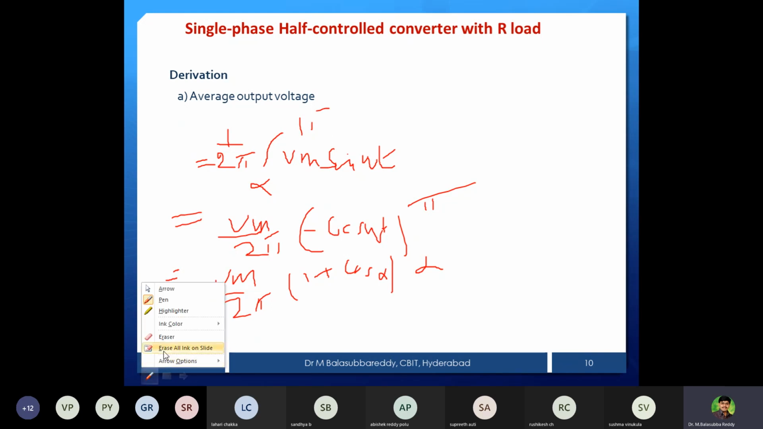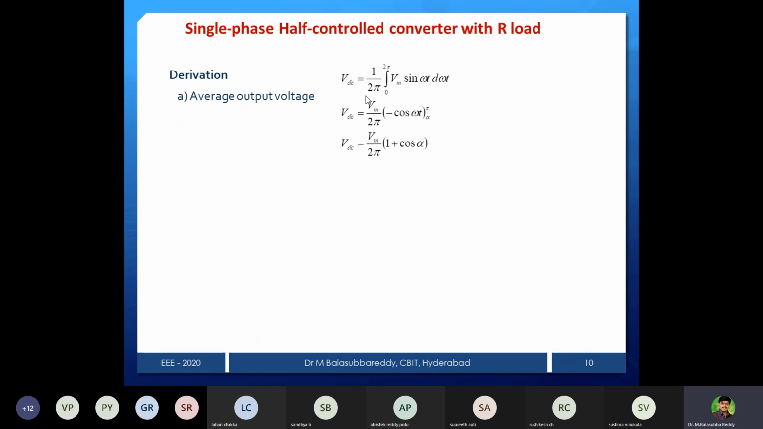Similarly, you can see just the same thing, 1 by 2 pi, 0 to pi. One full cycle I have to integrate, but our limits are what? Alpha to pi only, output is there, the rest of the portions are 0. That's why I made it alpha to pi. And the final output will be Vm by 2 pi into 1 plus cos alpha. Now, I want the maximum output voltage. When can I get the maximum output voltage? If you put alpha equal to 0, then cos 0 is 1, 1 plus 1, 2.